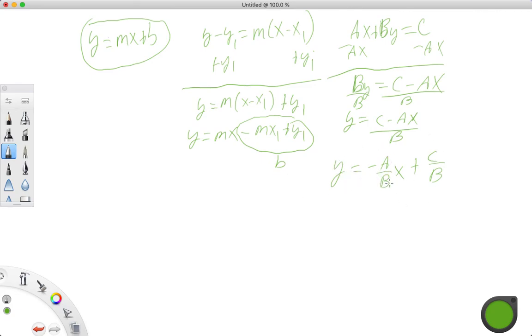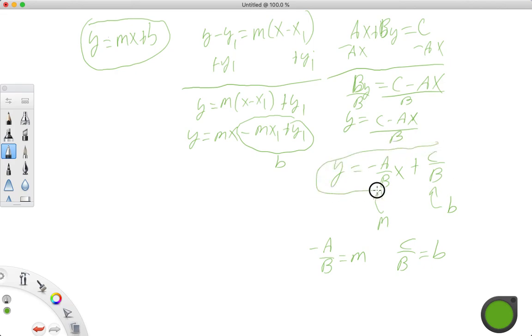Thank you. Okay, y equals negative a over B times x plus c over B. This would have to be our slope, our m, and this would have to be our y-intercept. So that means that negative a over B would have to equal m, and c over B would have to equal b. But this is really what I wanted you to be able to do.